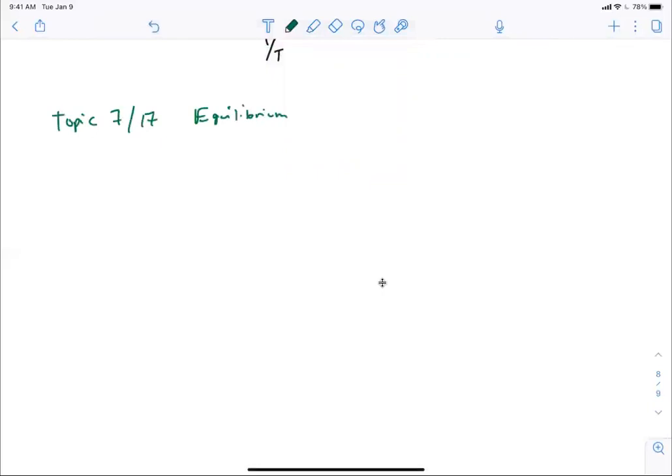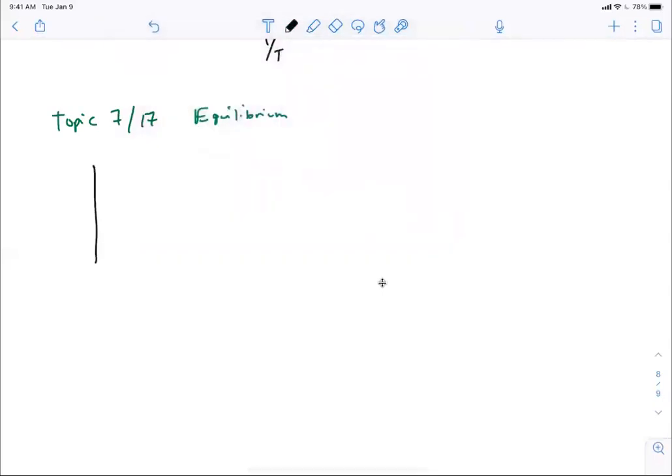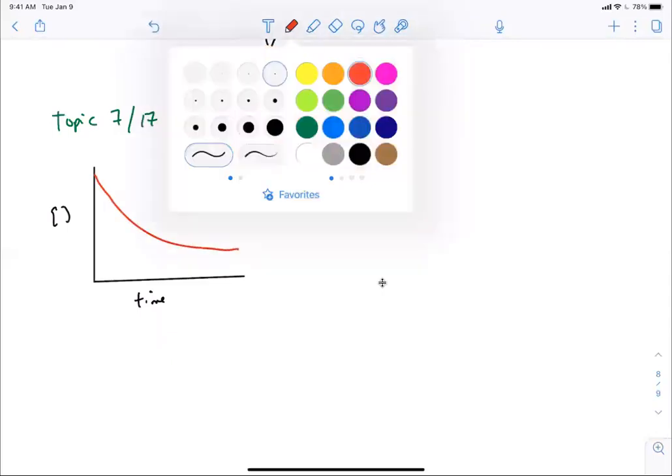Okay. Topic 7.17, equilibrium. Not too many graphs in here. I just want to show you a couple of graphs that might appear. The first one is concentration versus time. And I'm going to do the red as the reactants, and the purple as products.